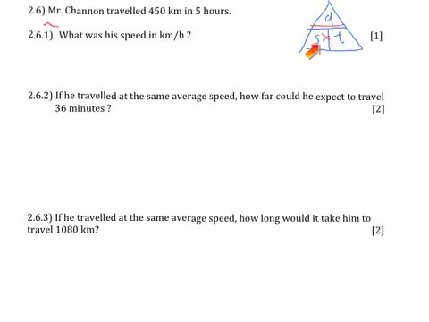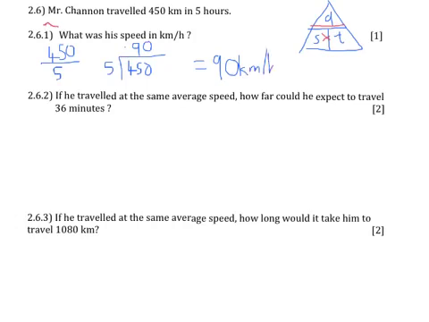It says, what is his speed, and we've been given the distance and the time. So I just need to divide those two. So 450 divided by 5. 5 doesn't go into 4, 5 goes into 45 9 times, 5 goes into 0 times. So we end up with an answer of 90 kilometers per hour. Okay, so that's his speed.